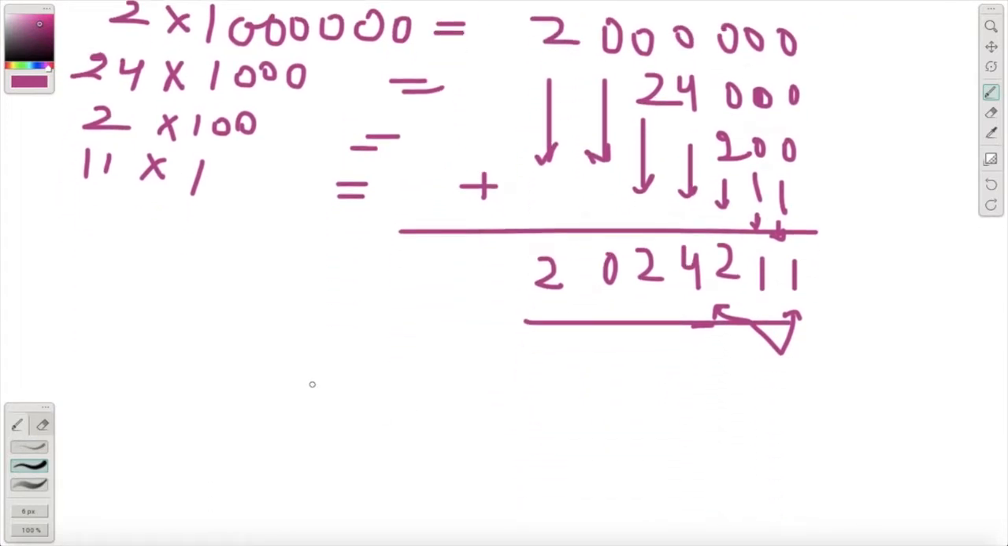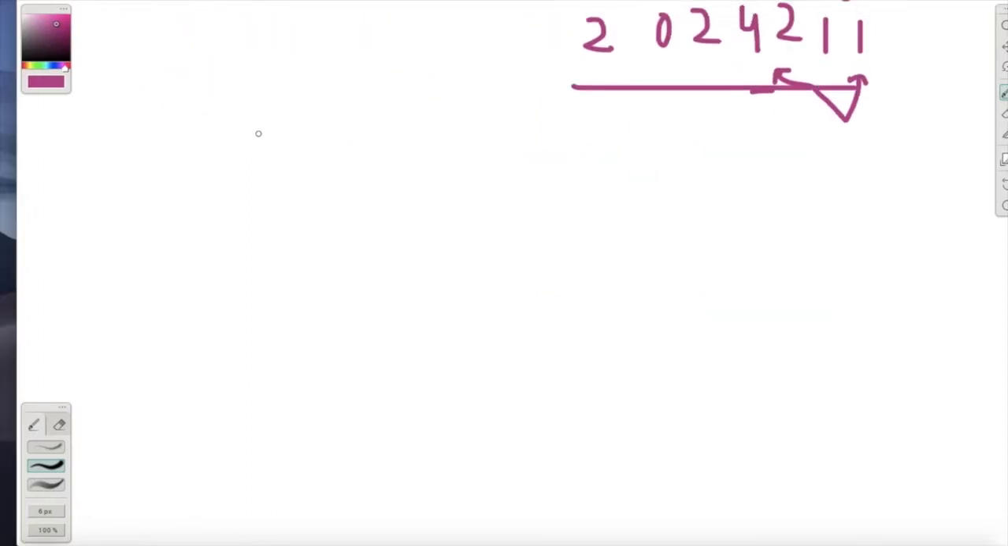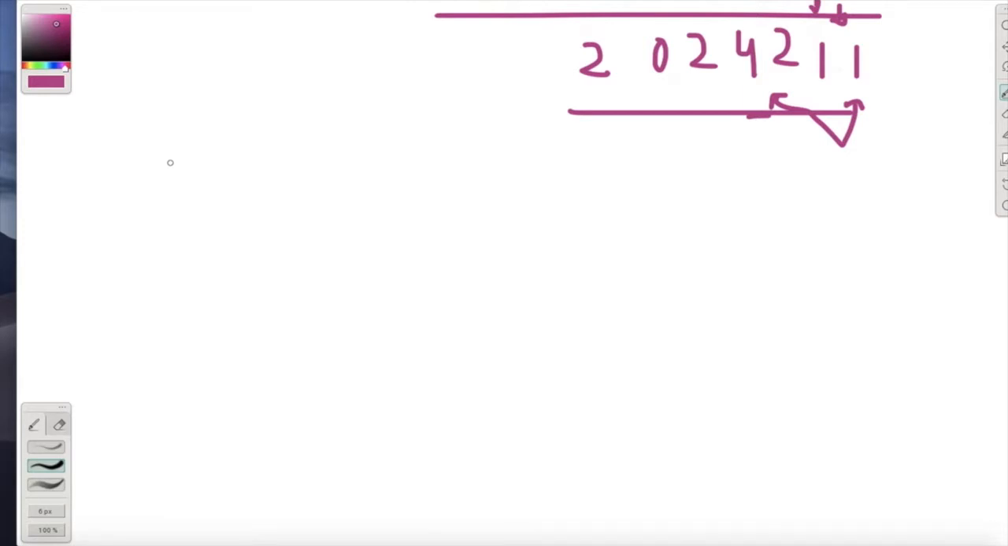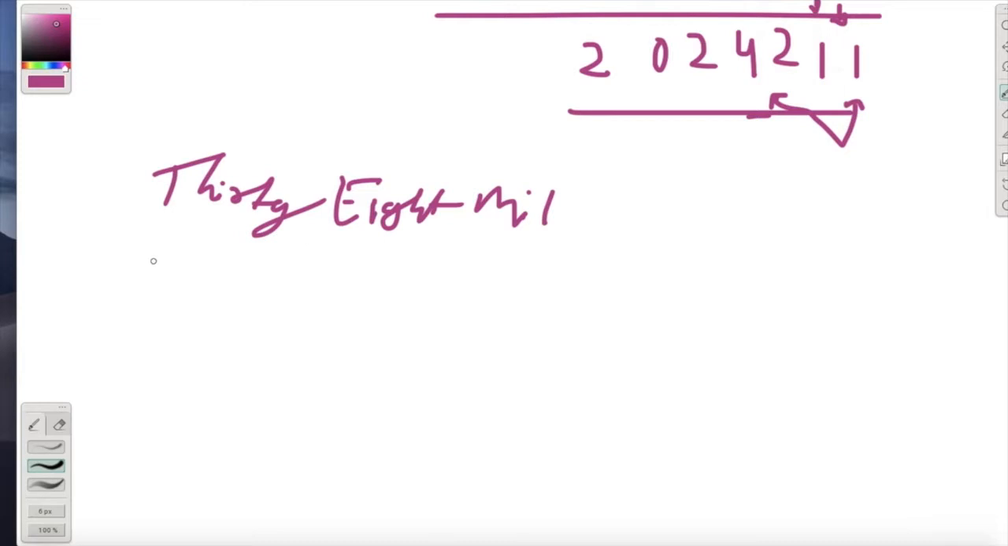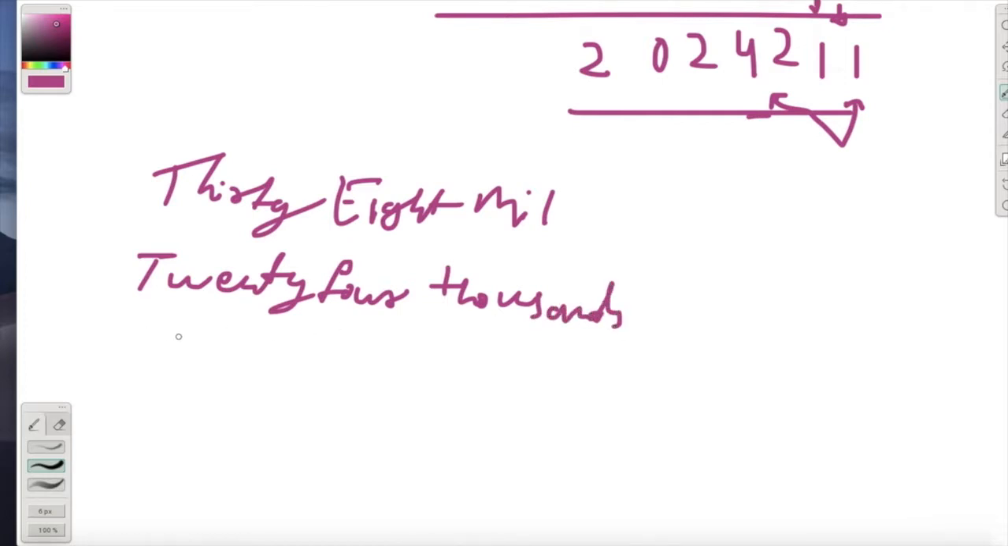This could be a fairly simple example. We can figure out one more, which could be better than this, which has more digits in it. Let's talk about 38 million. Sorry about the writing. Million. 24,000. 4,000s. 300s. 24.